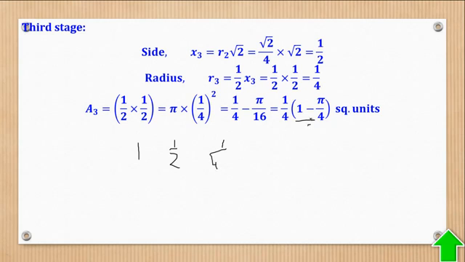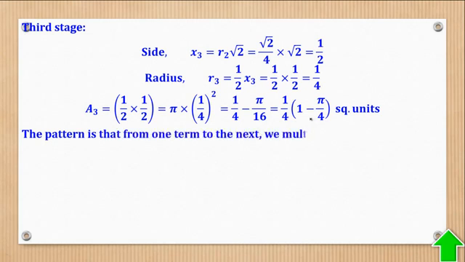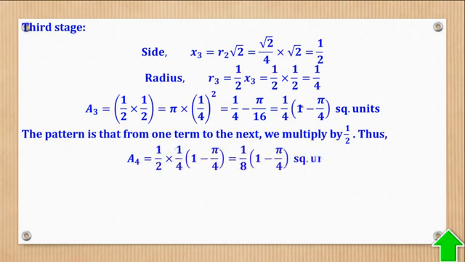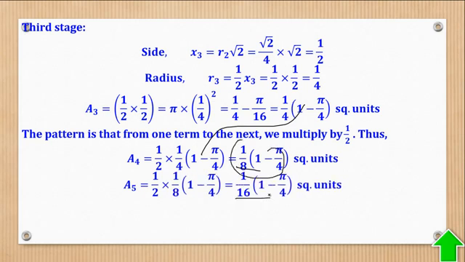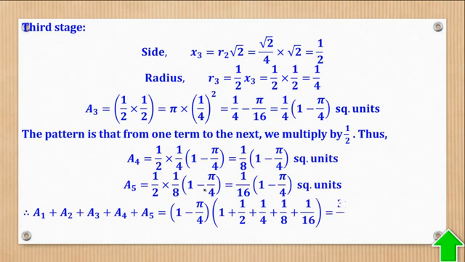Do you know what it means? It means that they keep on multiplying from one term to the other. They keep on multiplying by a half. That implies that A4 is a half of this, which is this, and A5 is a half of this, which is this. Now that I have A1, A2, A3, A4, A5, I can get the sum which they wanted. And that will be the answer they wanted.